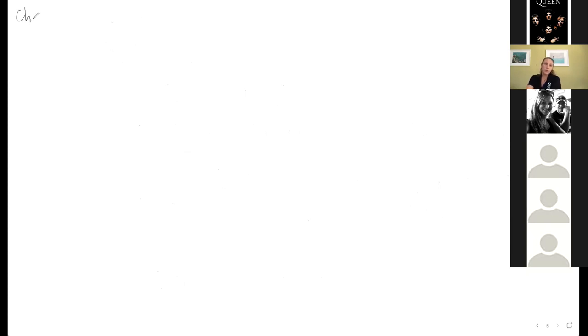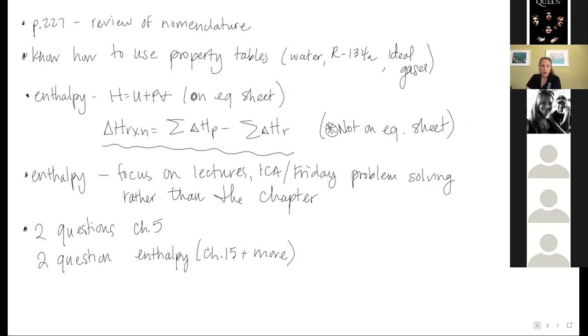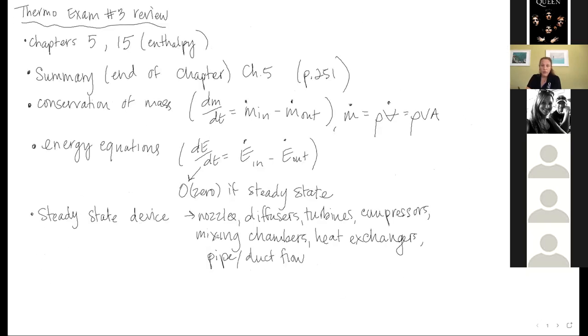Okay, then this is going to be a chapter 15 enthalpy problem. Would you remind me of the steady state devices? Yes, so the steady state devices I listed here: nozzles, diffusers, turbines, compressors, mixing chambers, heat exchangers, pipe and duct flow. I think I forgot throttling valves.